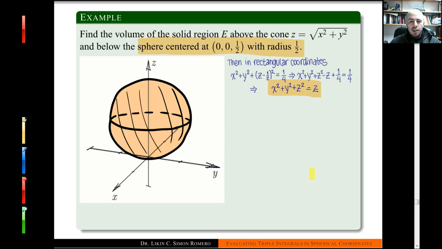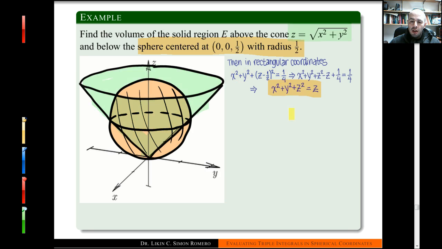So the sphere centered at 0, 0, 1/2, of radius 1/2, is denoted like this, and this is the regular rectangular coordinate equation that if we simplify, you obtain this. Why do I want it in this form? Because I know that x squared plus y squared plus z squared is equal to rho squared. Now I'm going to do the same for the cone. The cone is given by this, and the equation is right here.